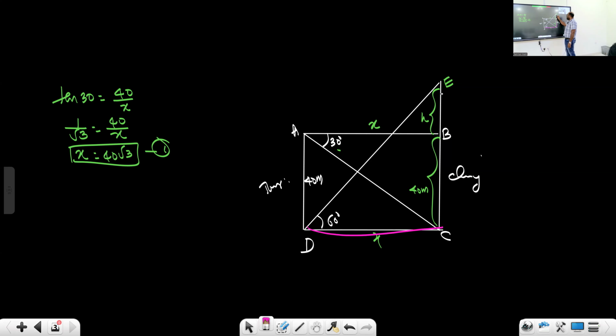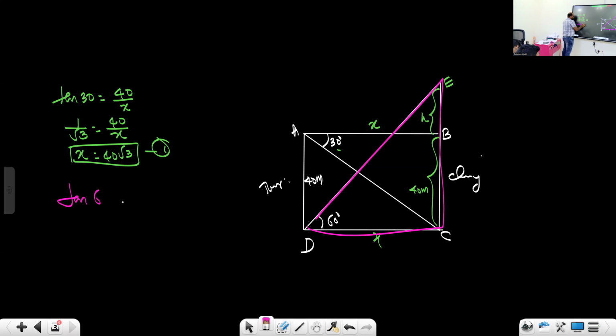D, C, E. Which angle is there? 60. In triangle DCE, tell me the angle. DCE what? Tan 60 equal to, what is the opposite side, 40 plus H or H plus 40? Why? X.